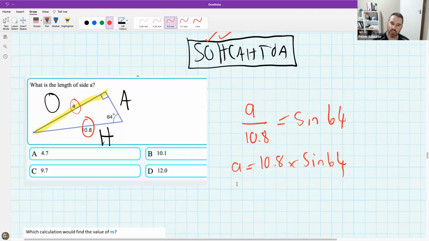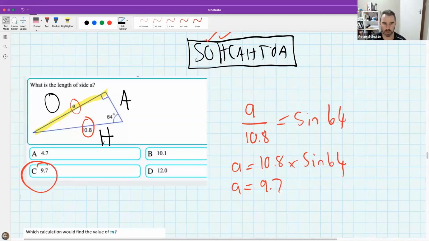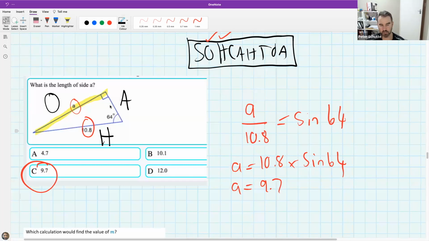So when I put that in my calculator, I get 9.7, which corresponds to C. Okay. So we can use trigonometry to help us find unknown sides in right-angled triangles, as long as we've got not just a right angle, which is what Paul was querying earlier in the lesson. We need to have another angle in there as well, to help us figure out which one the O is. The O gets its place in relation to the reference angle.